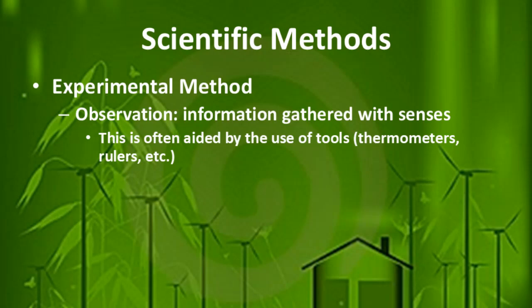The first step is usually some sort of observation. We see something that's out of place, something that didn't happen before. We make some sort of observation that causes us to question or to wonder. Observation is simply a piece of information that we gather using our senses, such as our sight, our hearing, our touch, even our sense of smell.